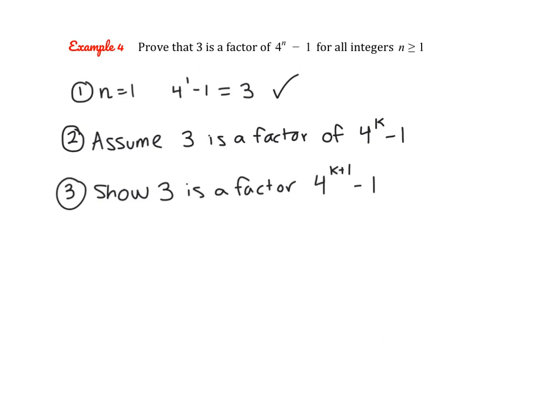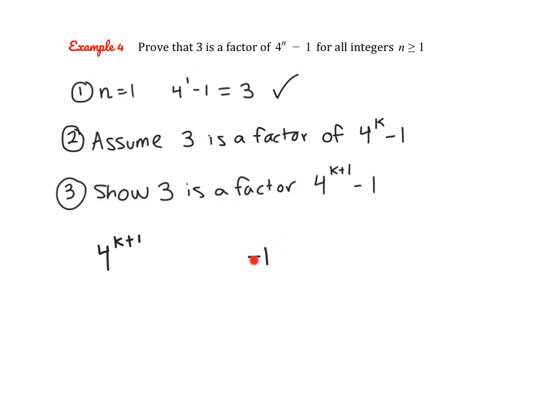So what we're going to do is we're going to try to create a scenario where we see this expression, 4 to the power of k minus 1, because it is something that we know is divisible by 3. So if we can create this, then we're one step closer to showing that 4 to the power of k plus 1 minus 1 is also divisible by 3. So I'm going to spread this out, give yourself some space, and I'll show you why in just one second.